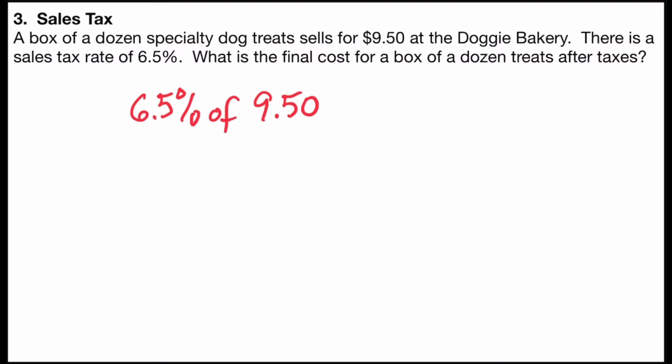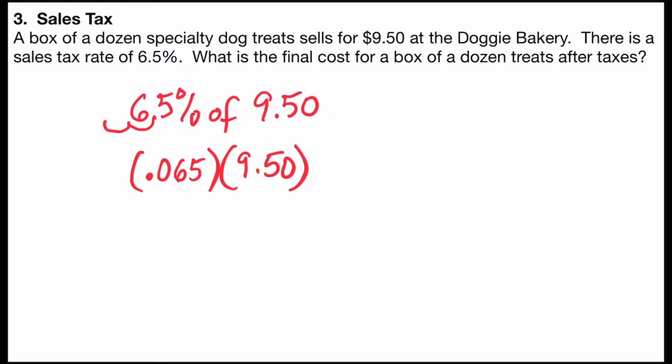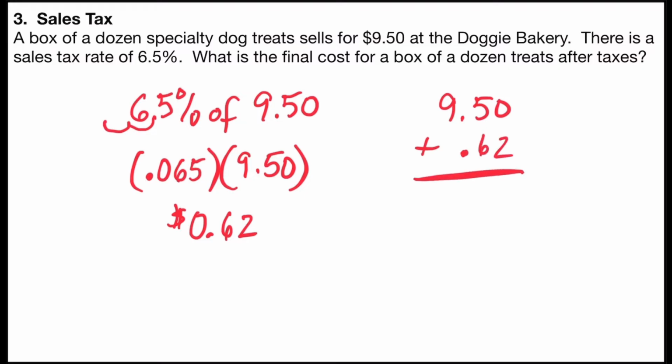So I'm going to write 6.5% as a decimal, which means I will move it back 2 places and get 0.065, of means multiply, times the $9.50 that was the original price. If I punch that into a calculator, I find out that the tax will be 62 cents. And so now I'm going to add that to the original price. $9.50 was the original price, plus the 62 cents in sales tax. And if I punch those into a calculator, I find out that the price will be $10.12.